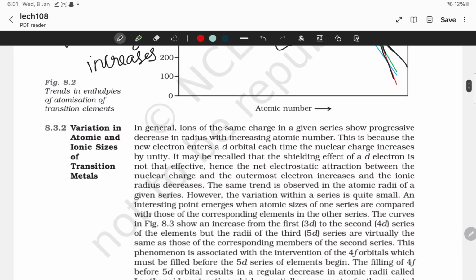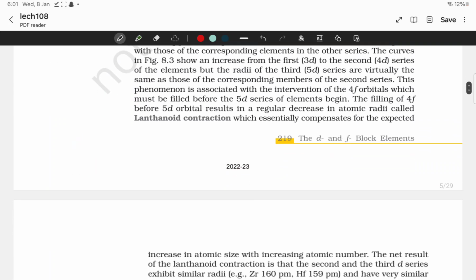Now let us consider the variation in atomic and ionic size of transition elements. In general, ions of the same charge in a given series show a progressive decrease in radius with increasing atomic number. This is because a new electron enters a d orbital each time the nuclear charge increases by unity. It may be recalled that the shielding effect of a d electron is not that effective. Hence, the net electrostatic attraction between the nuclear charge and the outermost electron increases and the radius decreases.